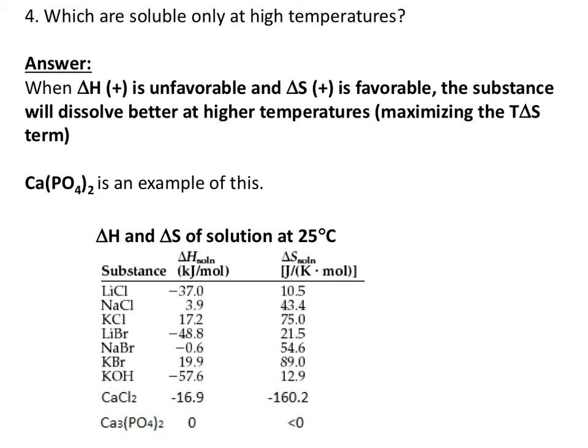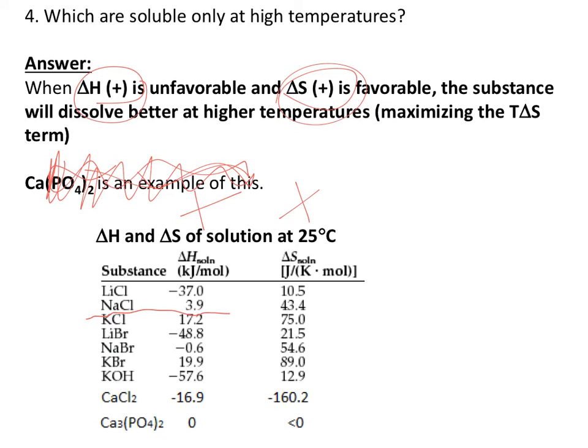And finally, let's look at the situation when enthalpy is unfavorable, positive, endothermic, and entropy is favorable. So we're looking for a plus sign in both of them. And I forgot to get rid of this. Okay, calcium phosphate is not an example of this scenario. So there are actually several that meet this criterion.